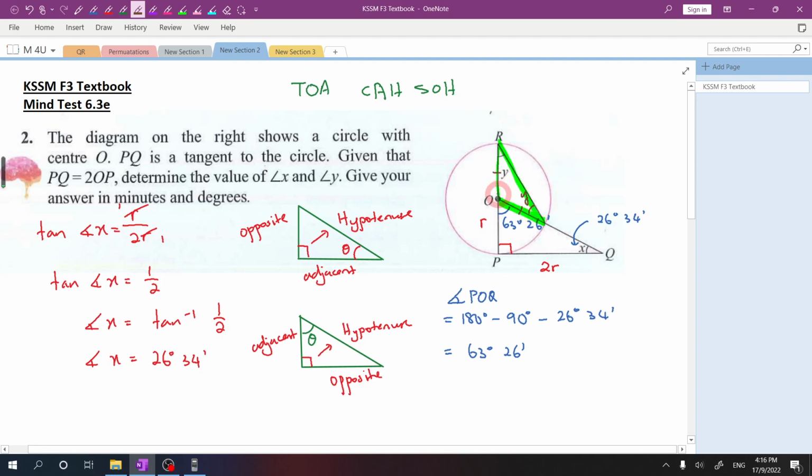So some students will find this angle first, and then take 180 degrees minus this, divided by 2. Okay, I will show this method first, and later I will show you another method. Let me find this angle. This is angle ROQ. ROQ is a straight line, which is always 180 degrees. So I need to take 180 degrees minus this 63 degrees 26 minutes.